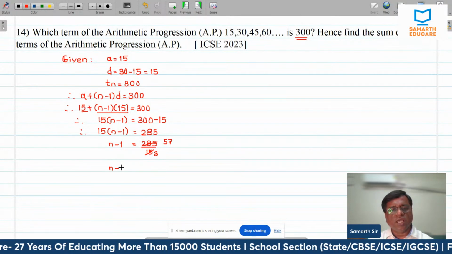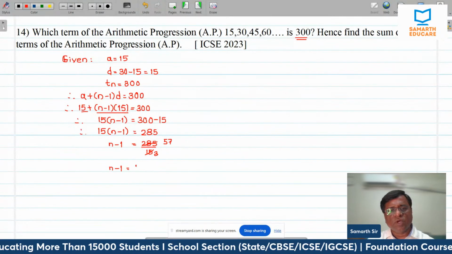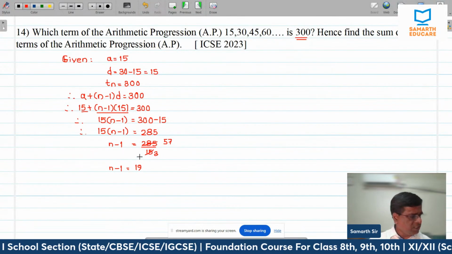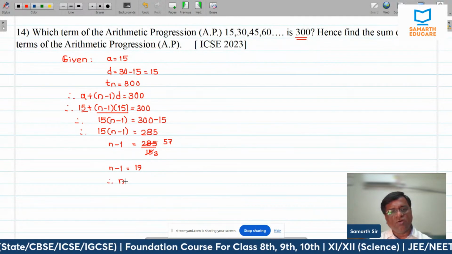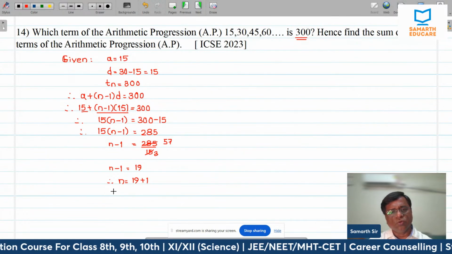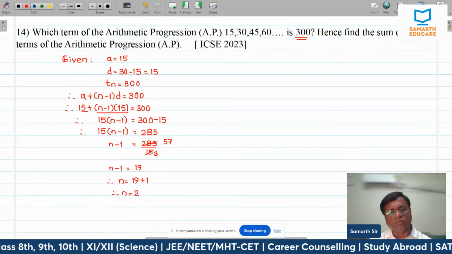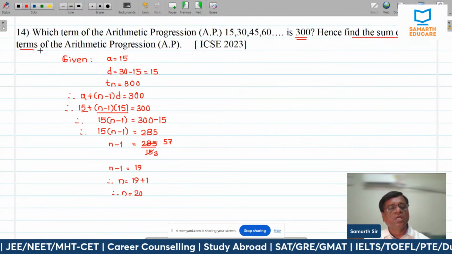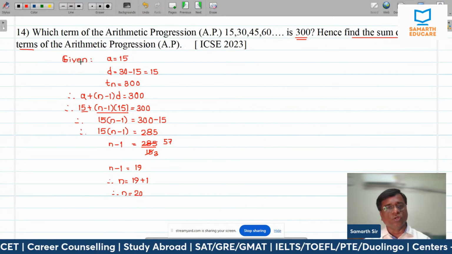So what is n minus 1? N minus 1 is 19. 3 ones are 3 and 3 nines are 27. So we have the value of n as 19 plus 1, which is equal to 20. So there are 20 terms. Then he is asking, hence find the sum of all the terms. That means there are 20 terms that I have understood.